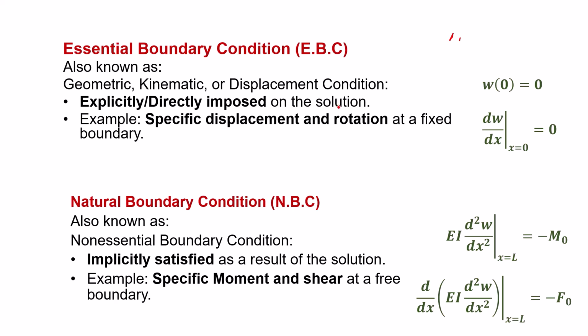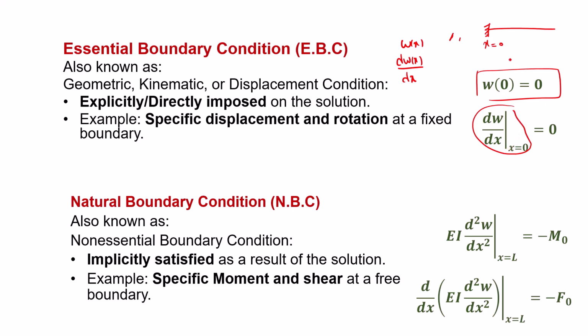For a beam, the primary unknowns are the displacement w(x) and the rotation dw(x) over dx. So for example, if we have a cantilevered beam like this, we can say that w(0) is 0 at x equal to 0, and also the rotation, or dw over dx, at x equal to 0 is 0. We are directly fixing the displacement or rotation at the cantilevered point. So these are the essential boundary conditions because we enforce them directly on the trial solution.